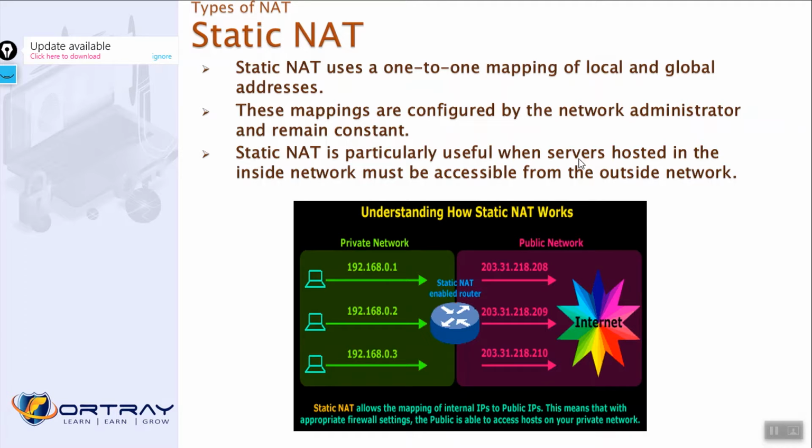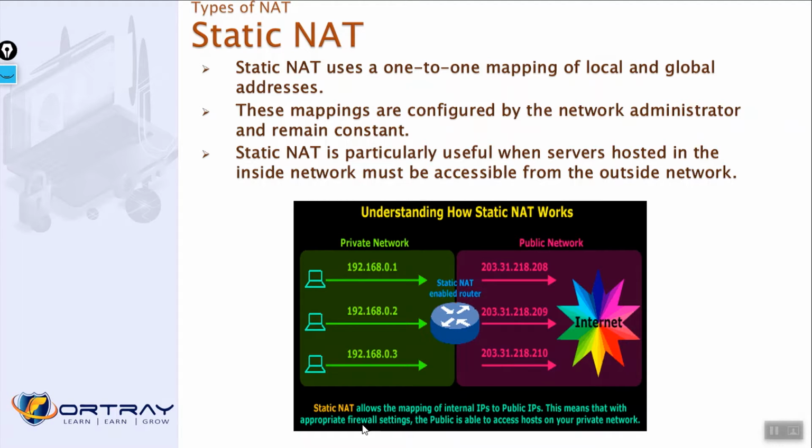In our house we only have one public IP address. But for static NAT, actually, static NAT uses one-to-one mapping of local and global addresses. This is static. Every time this machine interacts with the outside and the internet, it will always get this IP address, 203.312.182.8. 192 will be translated into this. The static NAT allows the mapping of the internal IP to the public.